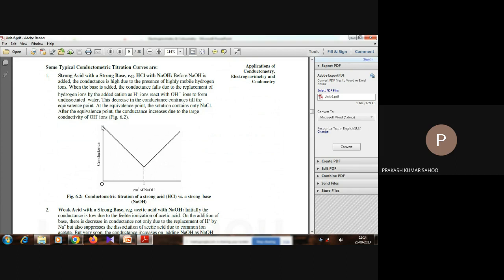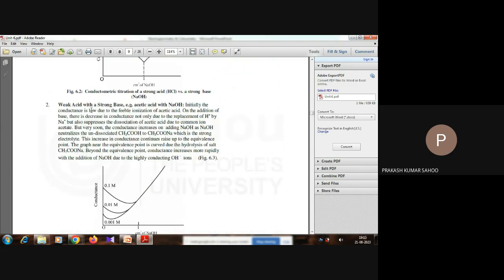That means it is the plot of your strong acid versus strong base. So the first one is strong acid with strong base, and this is for your strong alkali. Again, for weak acid with strong base, the weak acid concentration gradually decreases. This is the end point, and when the strong base sodium hydroxide is added, the conductance suddenly increases due to the highly conducting OH minus ion.